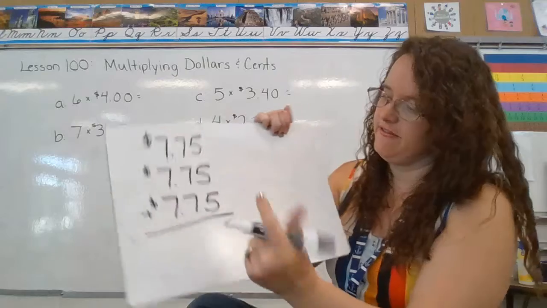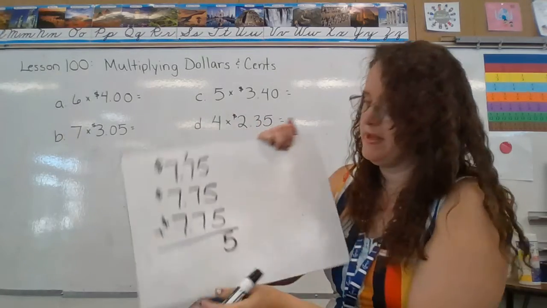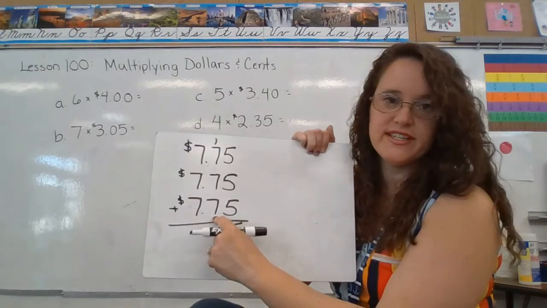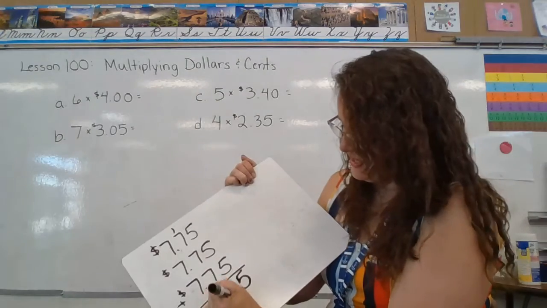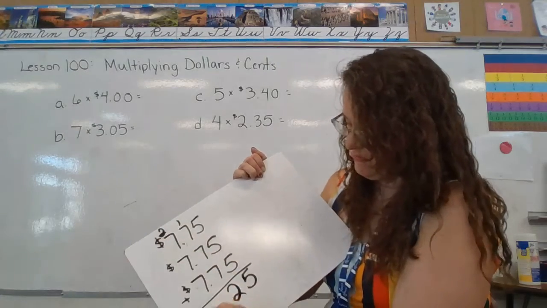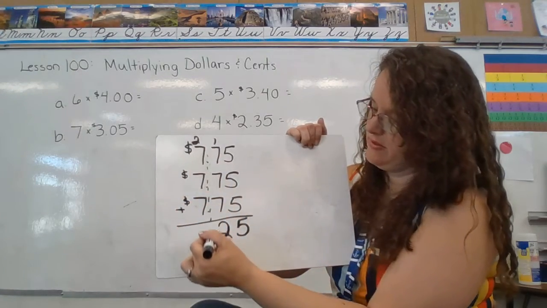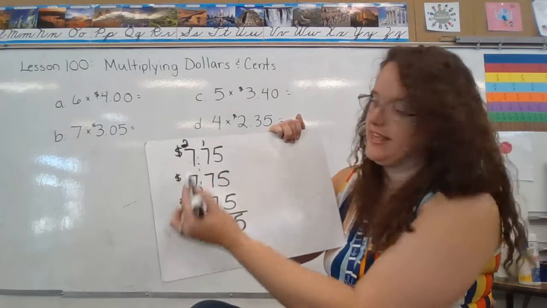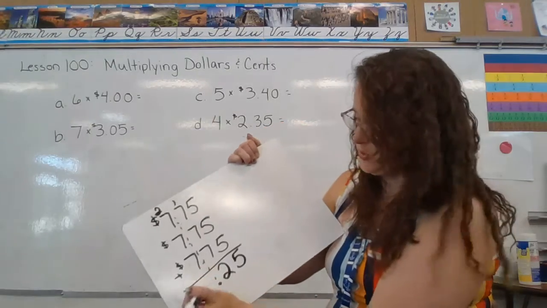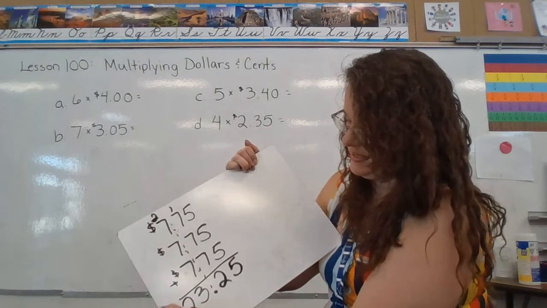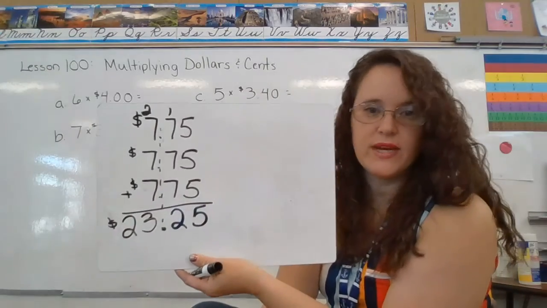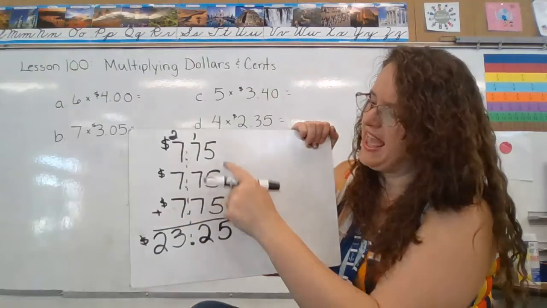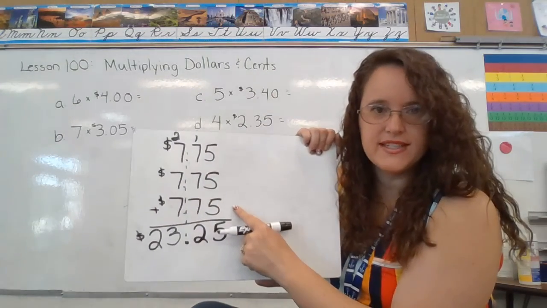We'd say, okay, 5, 10, 15, carry my 1. 7 plus 7 is 14, plus 7 more is 21, plus 1 is 22. Don't forget to line up those decimal points with your answer here. And then we have 21 again, 3 sevens, plus 2, so 23. So the 3 tickets cost $23.25.